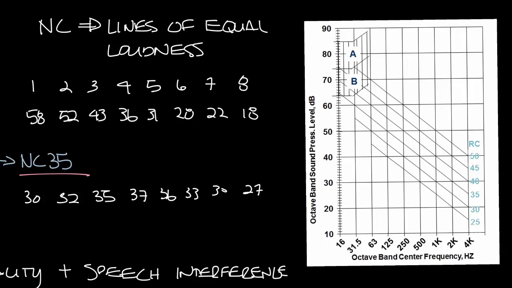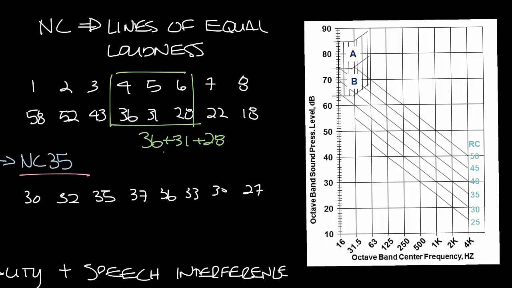Now to get the RC, you start by taking the average of the three bands that are important in speech interference, the fourth, fifth, and sixth band. So here that would be 36, 31, and 28 divided by 3. That's 31.6, so let's call that 32. And now let's plot this back on our graph here, and the curve will look the same as it did before. And then connect the dots.